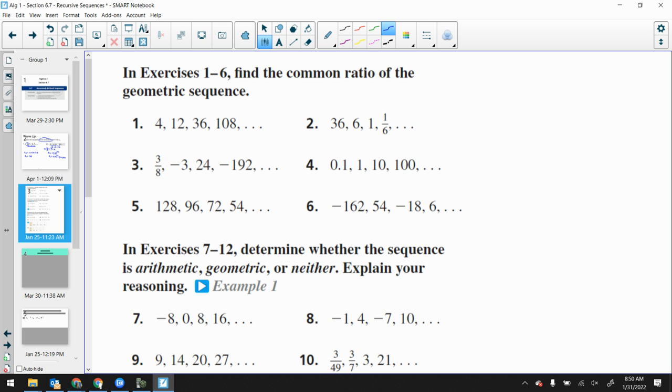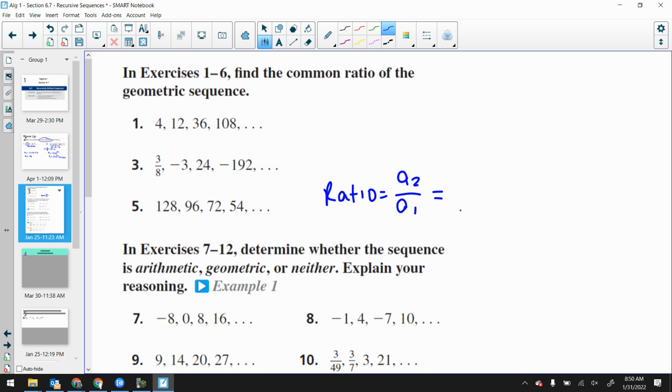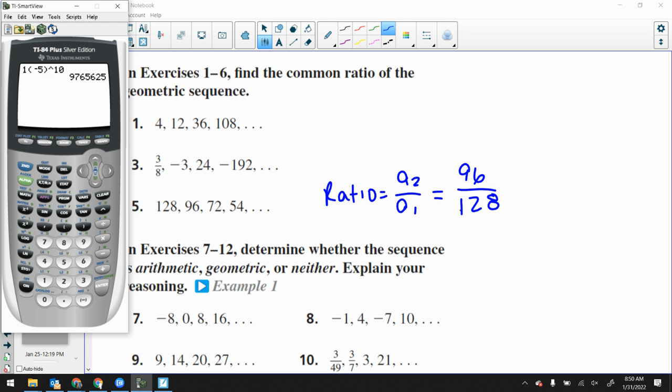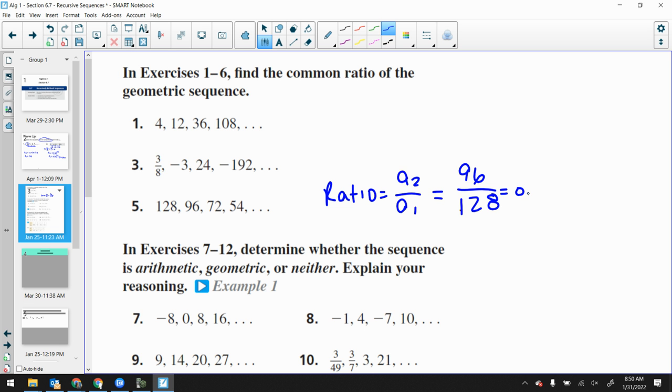What questions do we have on the homework? Nathan. Can we go over number 5? Yeah. Looking here, number 5, find the common ratio of the sequence. For this one, remember that the ratio is always equivalent to a sub 2 divided by a sub 1. So in this case, 96 over 128, which is 0.75. Does that make sense? Yep.